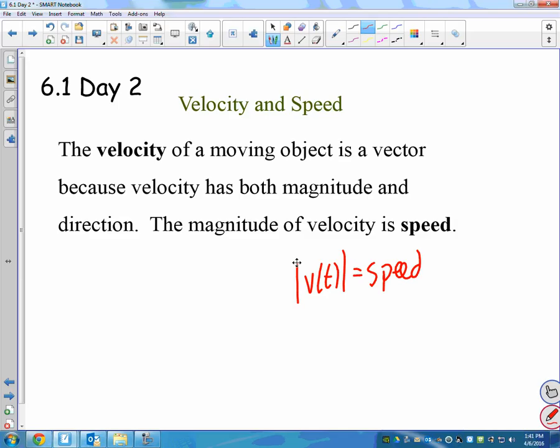If I dropped this pin, the rate that it's falling would be a negative velocity because it's falling, but its speed would be that same number as a positive number. So that's kind of the difference between speed and velocity. Most of the stuff that we're going to deal with today is going to be talking about velocity, and you just need to know that the speed is the magnitude of that thing.